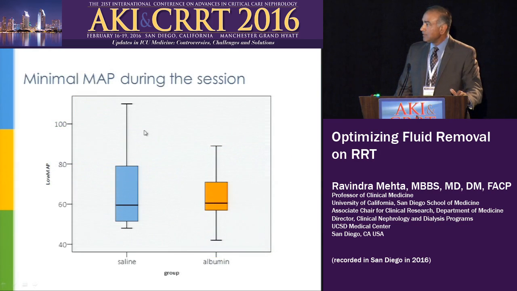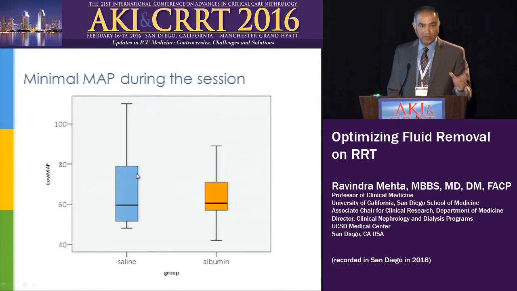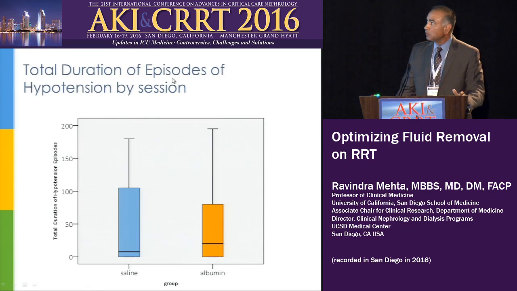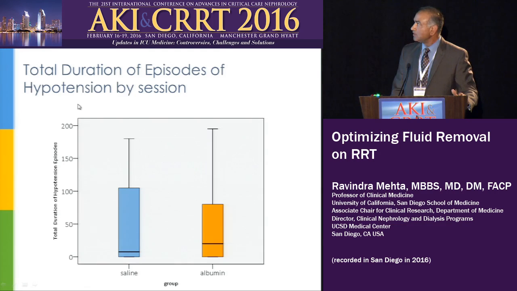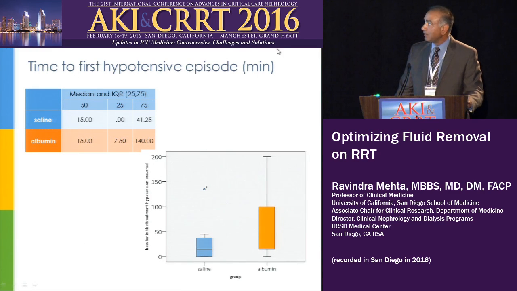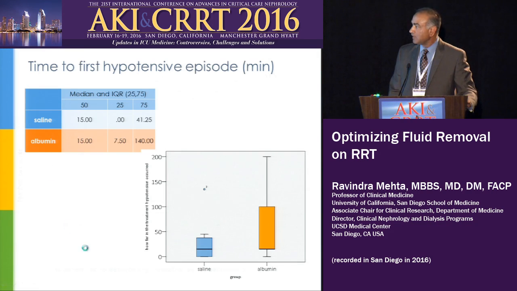What you do see is that the minimal MAP that is available during the session, or applied in the session, at least the median seemed to be slightly different between albumin and saline, but not statistically significant. Again, for the numbers, the total duration of episodes of hypotension across the session, saline and albumin, seems to be not different itself. And the time to first hypotensive episode seems to be somewhat longer in terms of the interquartile ranges for albumin than for saline.